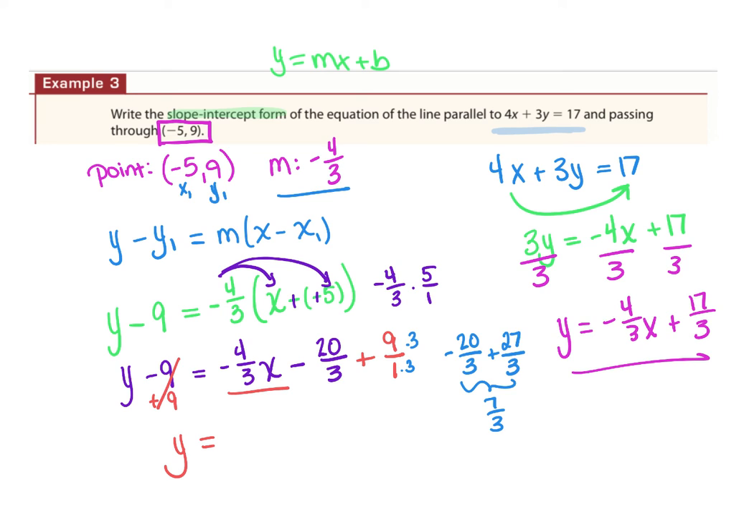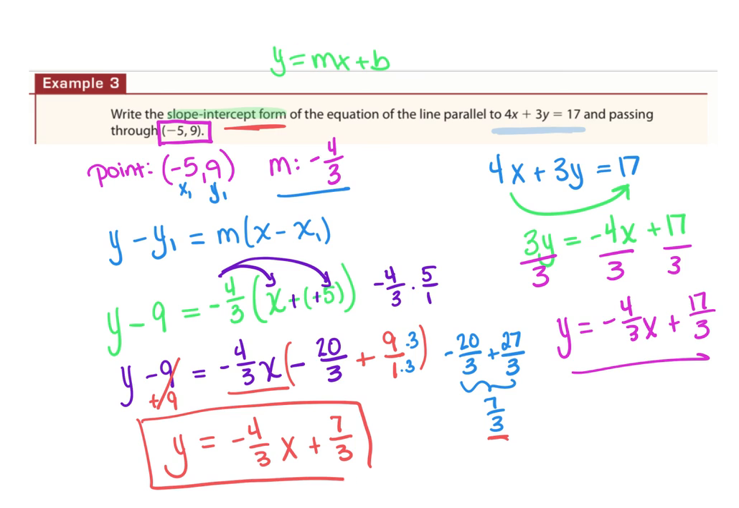So I have negative 4/3 x, and I simplified this part of it to 7/3. That does not look like an x. We're going to make it look like an x. Write the slope-intercept form. That is the form that I have of the line that is parallel, same slope as this guy right here, parallel and through the point negative 5, 9. So parallel to that, same slope, through this point, I used point slope to start, then solved for y, okay?